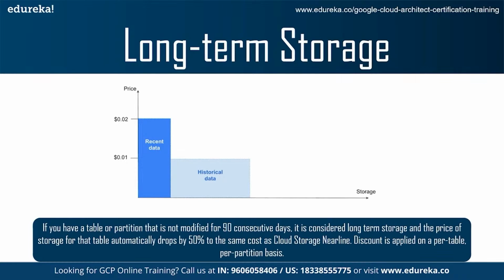If you have a table or partition modified in the last 90 days, it is considered active storage and incurs a monthly charge for data storage at BigQuery storage rates. If you have a table or partition that is not modified for 90 consecutive days, it is considered long-term storage and the price of storage for that table automatically drops by 50% to the same cost as Cloud Storage Nearline. The discount is applied on a per table, per partition basis. If you modify the data in the table, the 90 day counter resets. A best practice when optimizing costs is to keep your data in BigQuery.